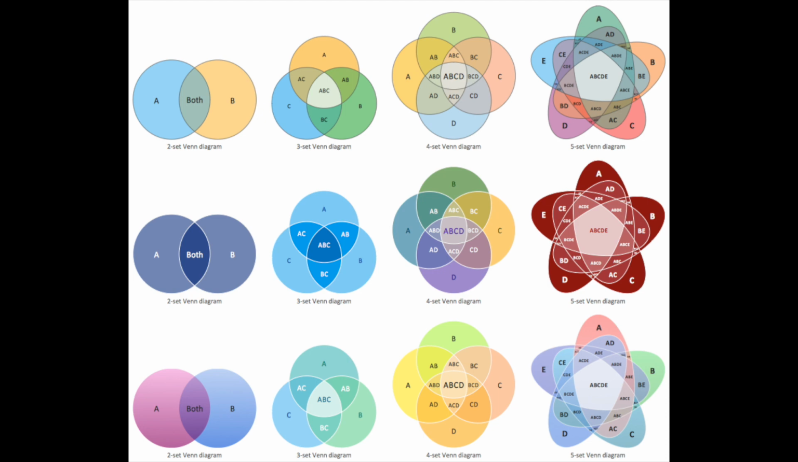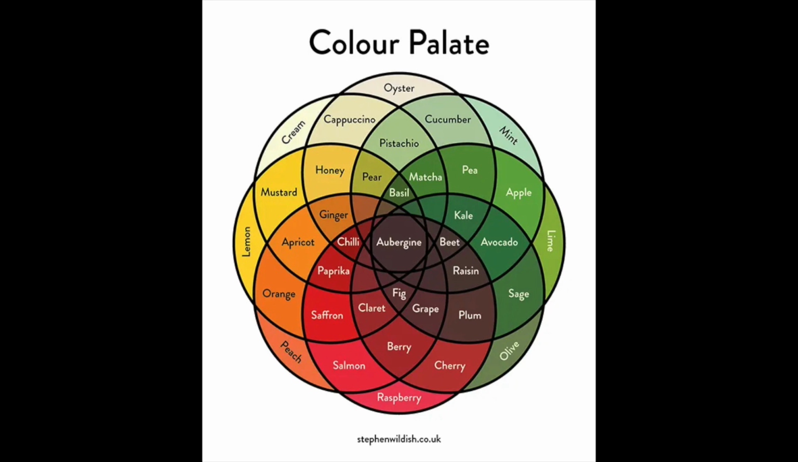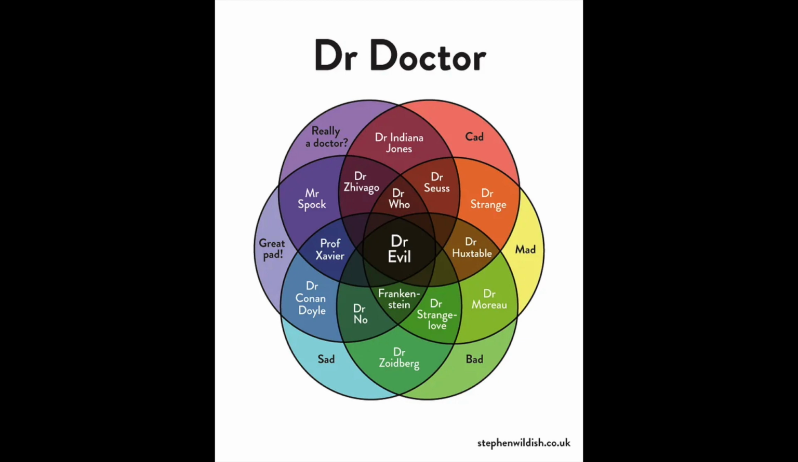There are a number of ways that Venn diagrams can be made. Here's a 7-set Venn diagram, and here's an 8-set Venn diagram. So Venn diagrams can be quite useful, and you can also have a bit of fun with them as well.